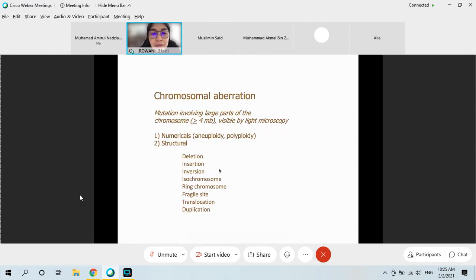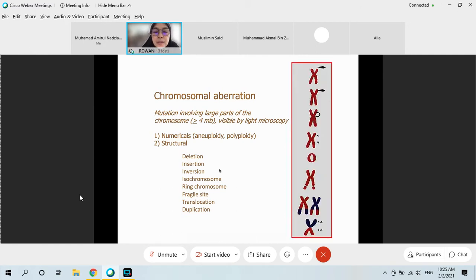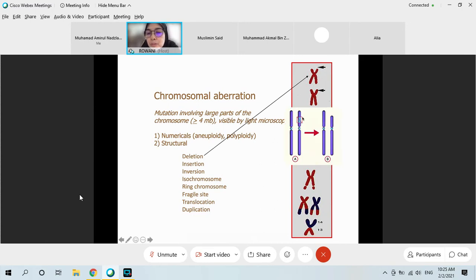Now we have a look at structural abnormalities. Deletion, this is just an example. In deletion, part of the chromosome is deleted out for some reason. So in this example, the second pair of chromosome is shorter than the first pair. In the picture here, this one is still attached at the centromere, and this one has already separated. This is because this is a different phase of the cell division.